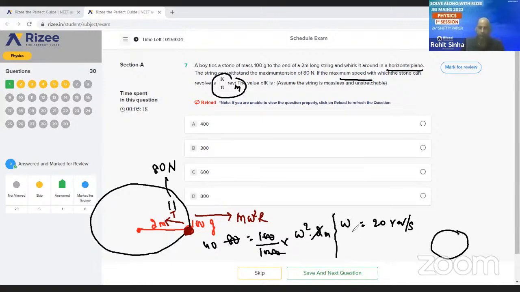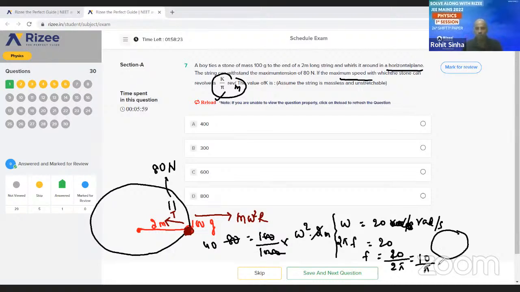Now it is telling that it is revolution per second. Now we know, I can write like this. It is not revolution, I think it is radian per second. And it is given in terms of k by pi. So we can write omega is equal to 2 pi f. That is 20, so f is equal to 20 by 2 pi, that means 10 by pi. This is in terms of per second.